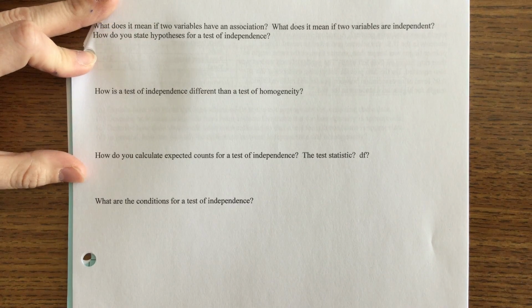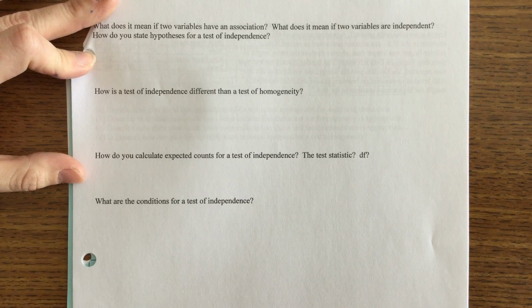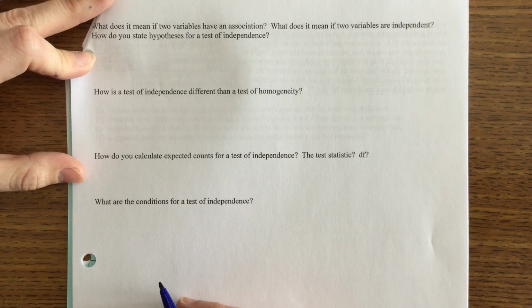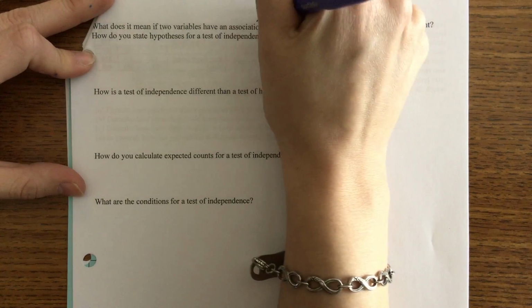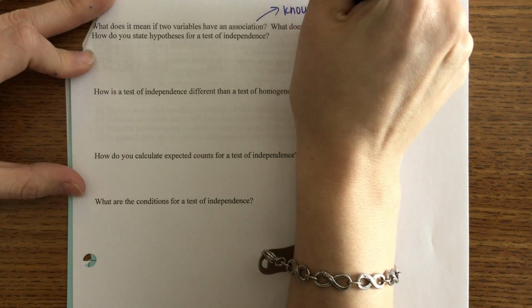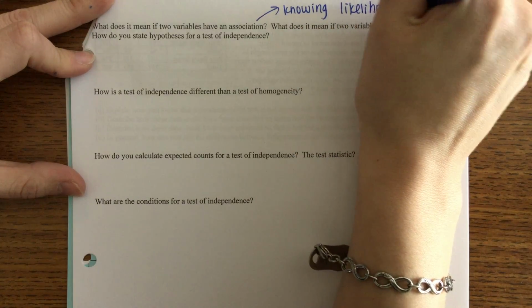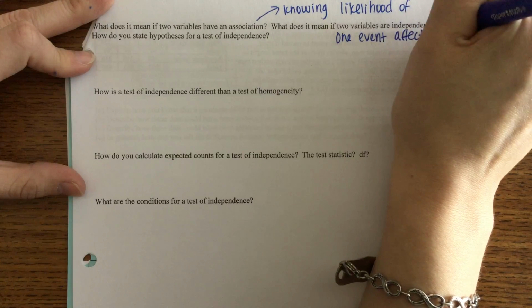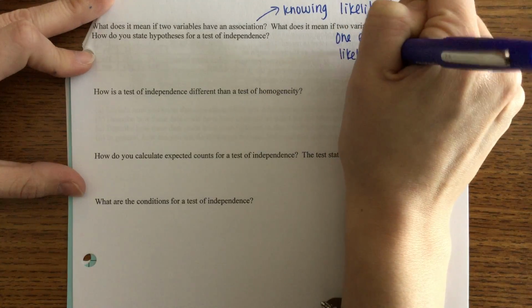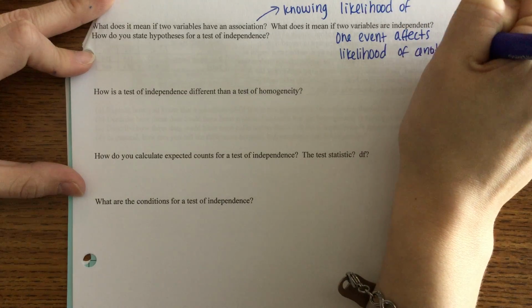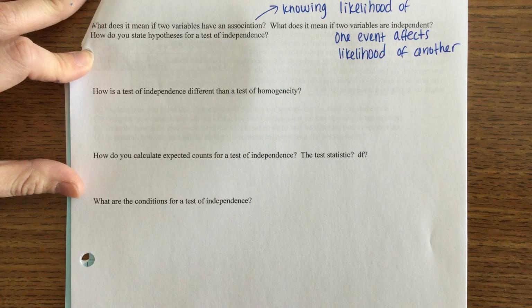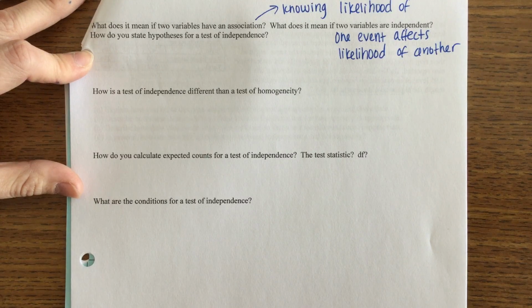Okay, so the other test is called a chi-square test for independence. Now, what does it mean if two variables have an association? Knowing one can help you predict the outcome of the others. Knowing the likelihood of one event affects the likelihood of another. So two variables can have an association. That means that they are dependent. Do you remember in probability how to test for two variables being independent or dependent?